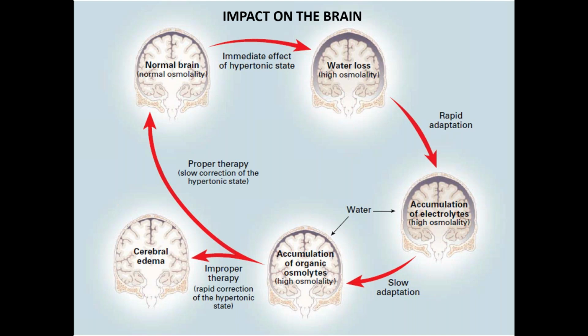Now, suppose the patient comes to us in the acute phase and we correct it rapidly, that's all right, because the brain had not adjusted. If the brain has adjusted, this is a setting of chronic hyponatremia, and suppose we give the patient a lot of dilute fluids.